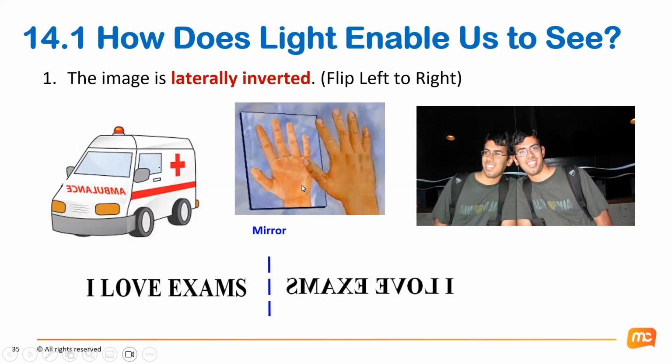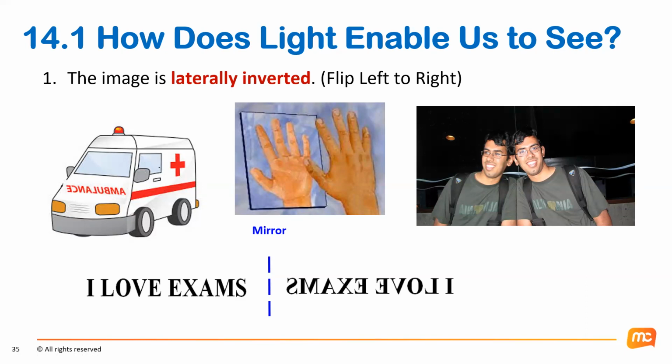It's harder to see objects being laterally inverted, but it is very easy to see words that are laterally inverted. For example, you know that on an ambulance, the word ambulance is always printed laterally inverted. Why is it so? Because this is for drivers in front when they look at their side view mirror or their rear view mirror. It will appear as the correct wording of ambulance in their mirror. Another example is I love exams. In the mirror, it will look like this. So the words are flipped from left to right, which simply means your right hand becomes your left hand in your mirror image.